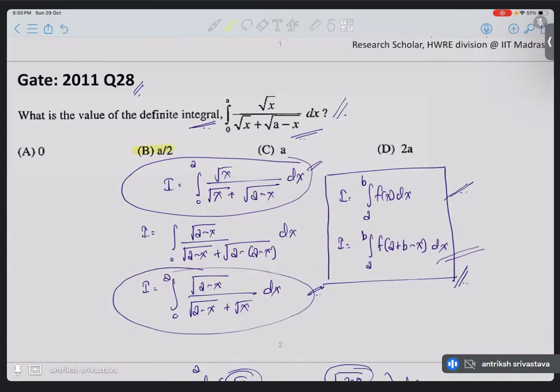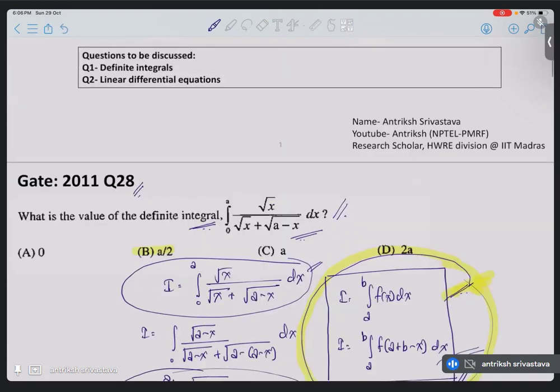Okay, so this definite integral used just the basic trick from the definite integral concepts, and we will look at one more question based on definite integral, another previous year question for GATE, after we finish the quota. Okay, now let's look at our linear differential equation question.